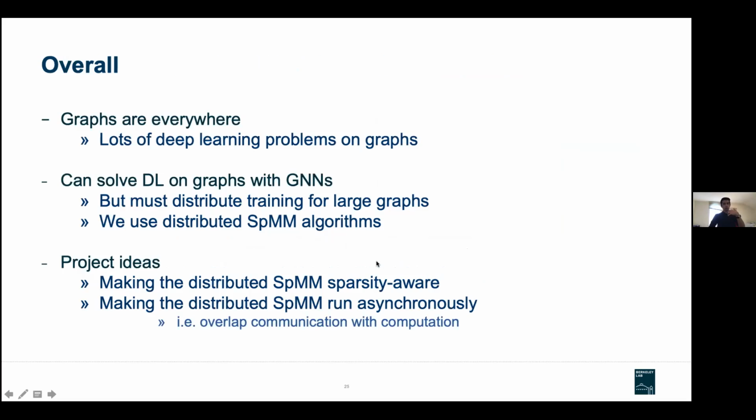So overall, what I'm trying to say is graphs are everywhere. Graphs model a lot of different problems. And because graphs model a lot of different problems, there's this ubiquity of machine learning and deep learning problems that you can run on graphs. And so that's what's led us to implement this distributed graph neural network training framework. And within this framework, there are a couple project ideas, namely making these distributed SPMMs sparsity aware and making these distributed SPMMs run asynchronously. So that's what I have.